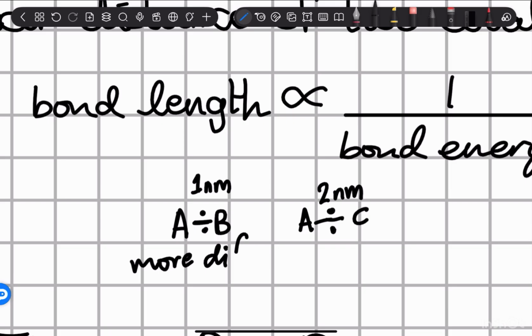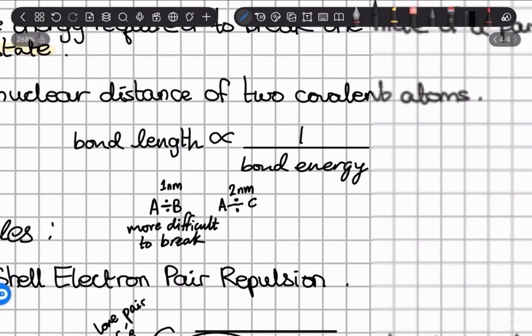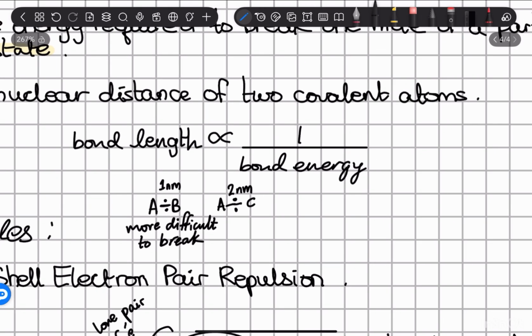So it makes it more difficult to break. Because it's more difficult to break, you need more energy, whether that's thermal energy or otherwise. It becomes more difficult to break the bond with the lower length, which is shorter. So that's kind of the reason.